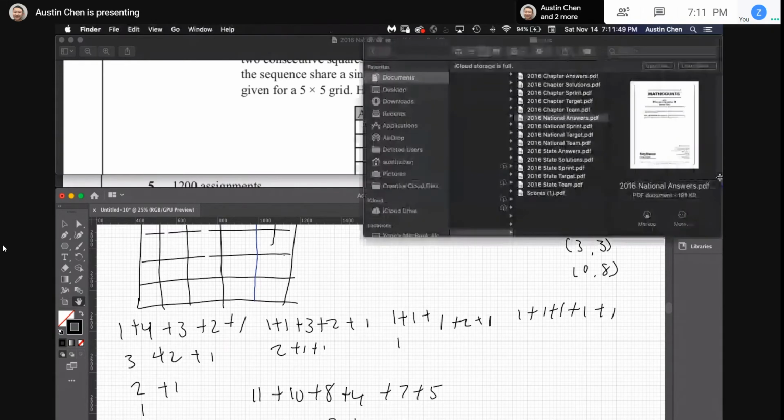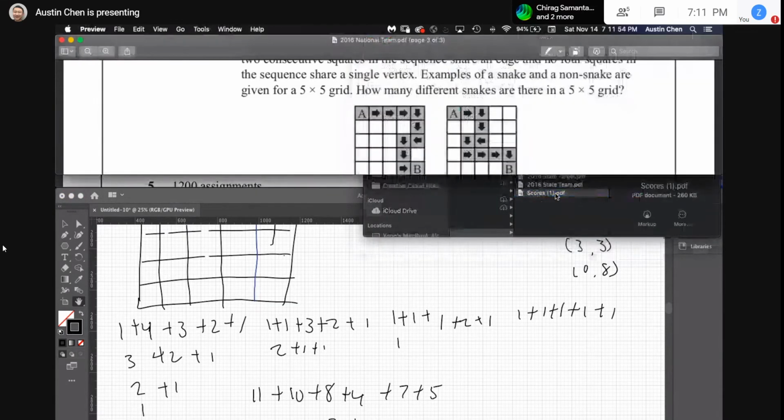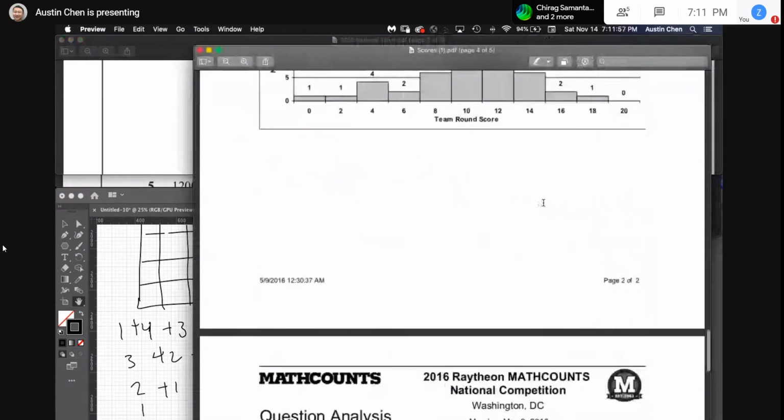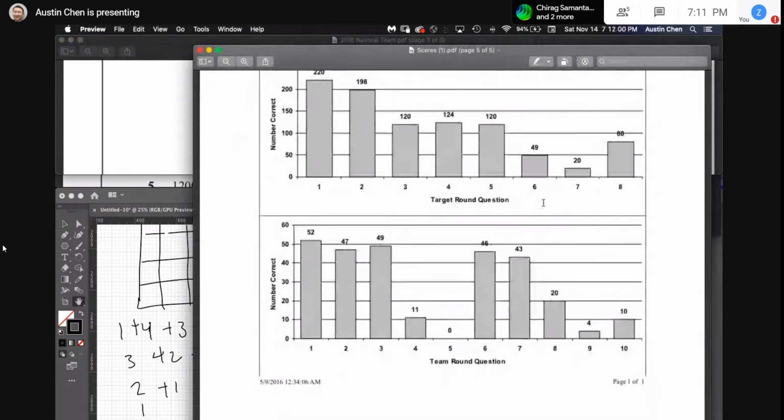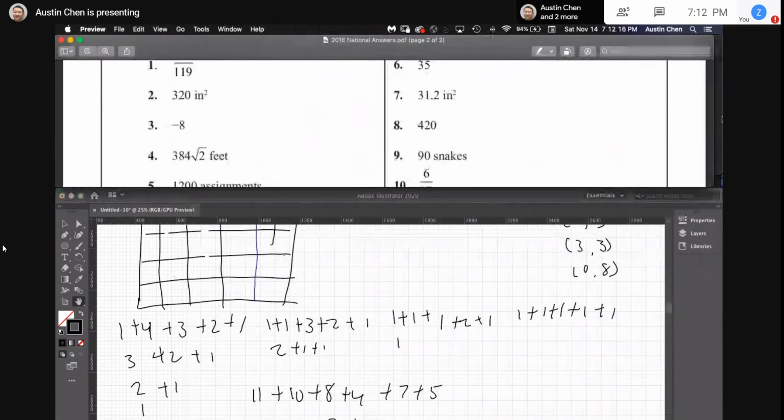Ooh, we can check how many people got this right. We have the score distributions. 4. Nice. Yeah, it was really hard. The second hardest team question. All right. Let's move on now.